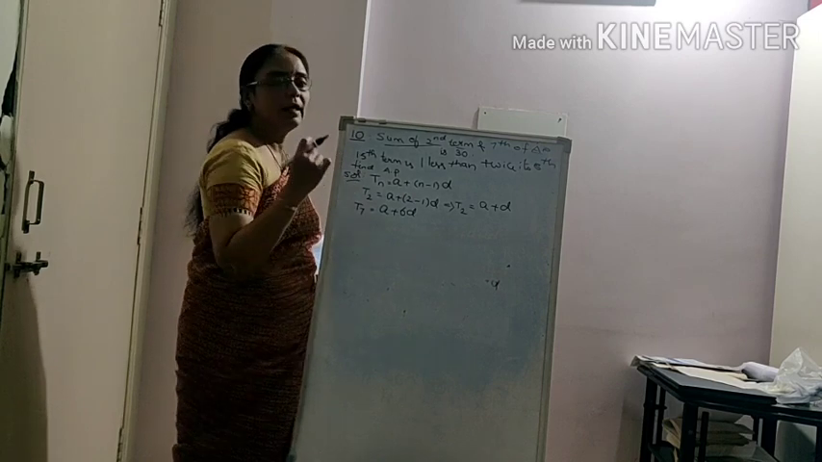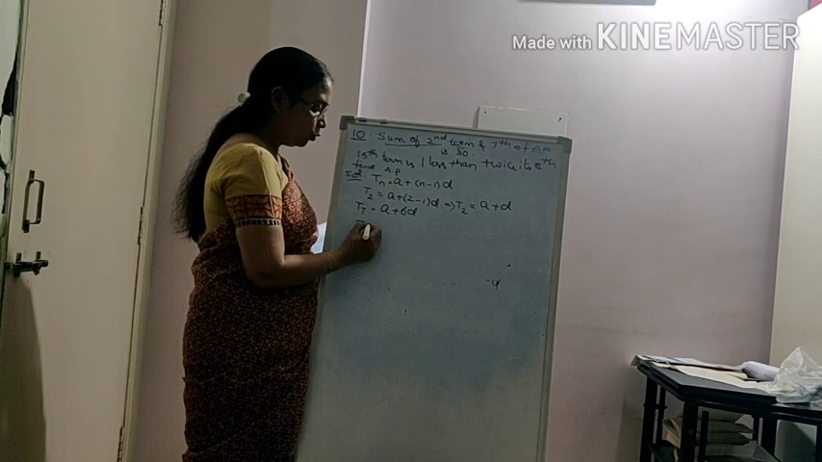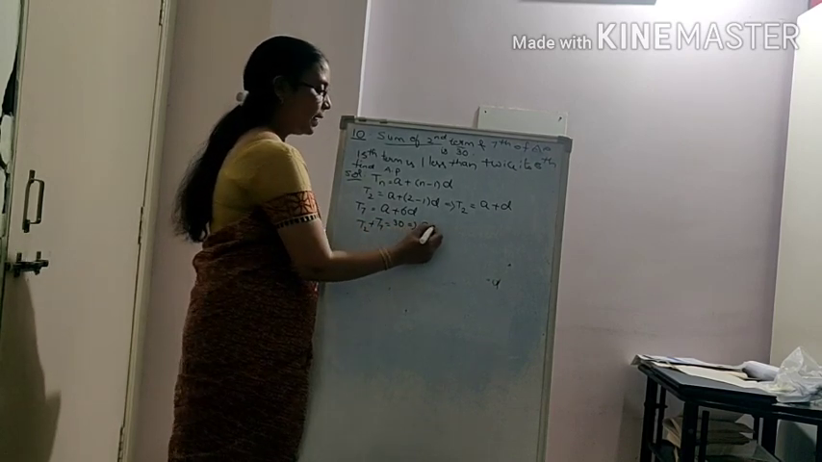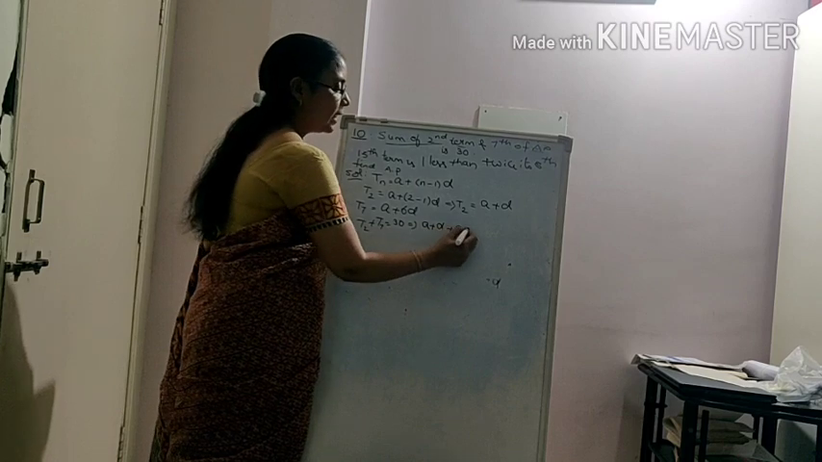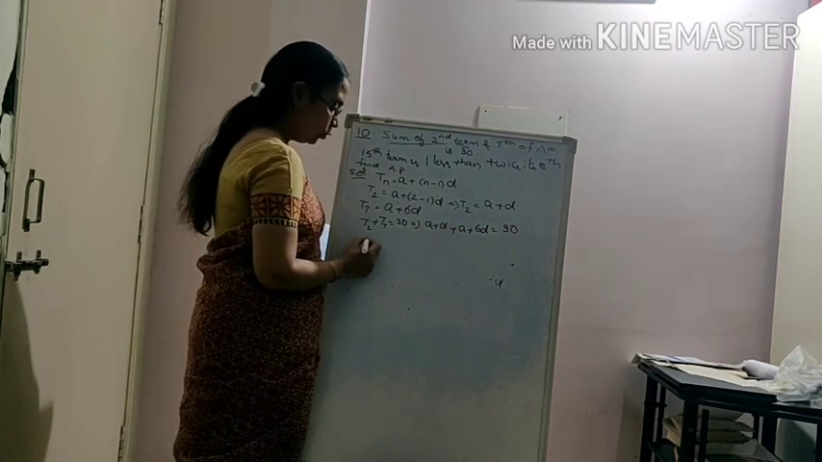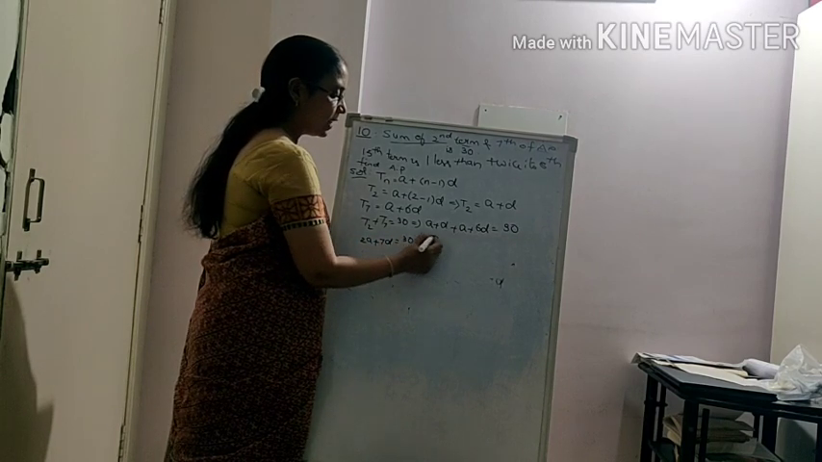First condition, that is, the sum of the second term and the seventh term is 30. T2 plus T7 is 30. A plus D plus A plus 6D is 30. 2A plus 7D is 30. This is the first condition.